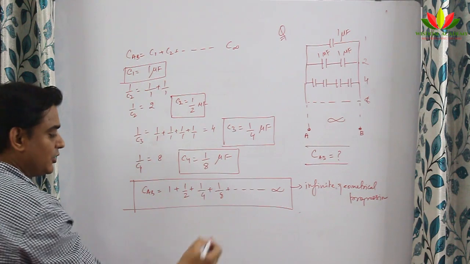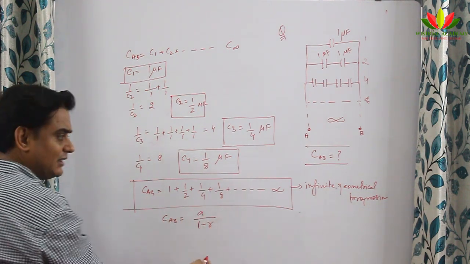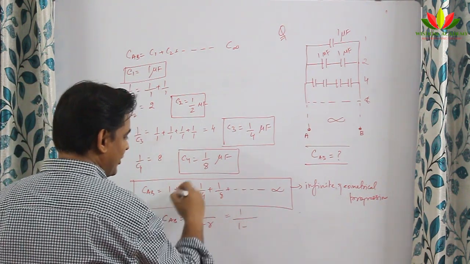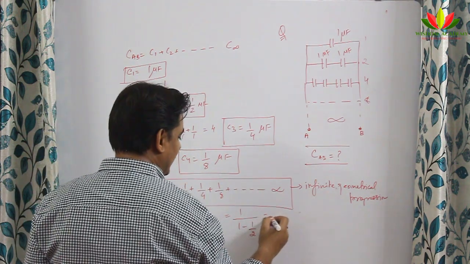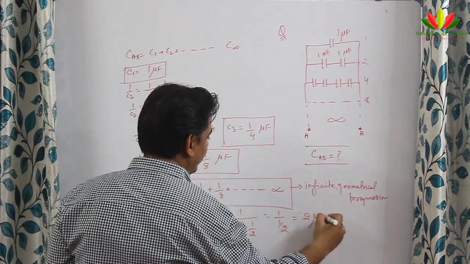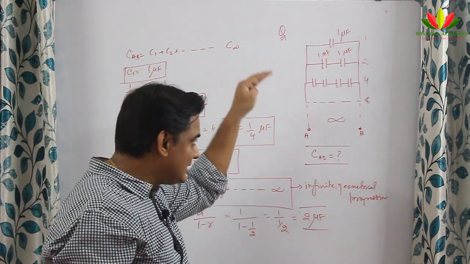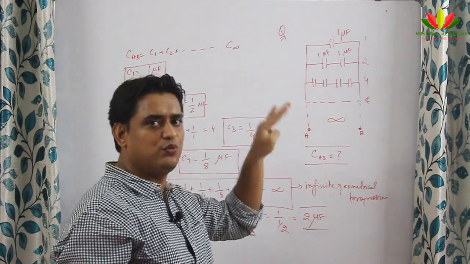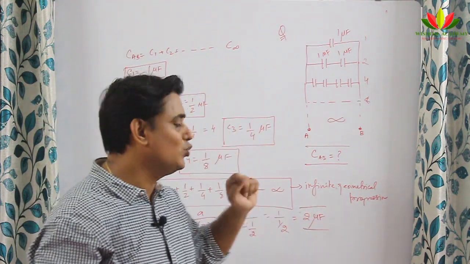The summation of an infinite geometric progression, CAB, will be equal to A by 1 minus R. I hope you remember this. A is the first term, R is the common ratio. So the first term is 1, so 1 by 1 minus the common ratio, which is 1 by 2. Now 1 minus 1 by 2 is 1 by 2, so 1 by 1 by 2 is equal to 2 microfarad. So if you arrange 1 microfarad capacitors in this fashion, where you have one capacitor, 2, 4, 8 and so on till infinity, the net equivalent capacitance will be 2 microfarad only.